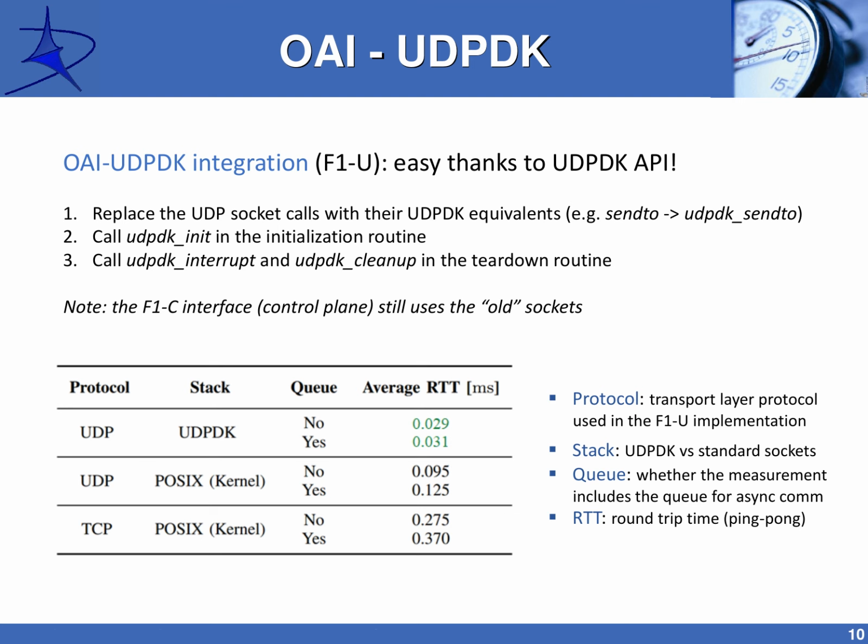We did it for the sockets defined in the F1U interface, that is the data plane. We left the F1C unchanged because, as already mentioned, we are not particularly interested in accelerating the control plane too. In our experiments, we measured the average round-trip time between the central unit and the distributed unit, with and without DPDK. The time measurements may or may not include a delay due to the buffer of the asynchronous interface. For completeness, we report both values. As you can see from the table, the numbers in green, which correspond to UDPDK, are substantially lower than when using traditional sockets.